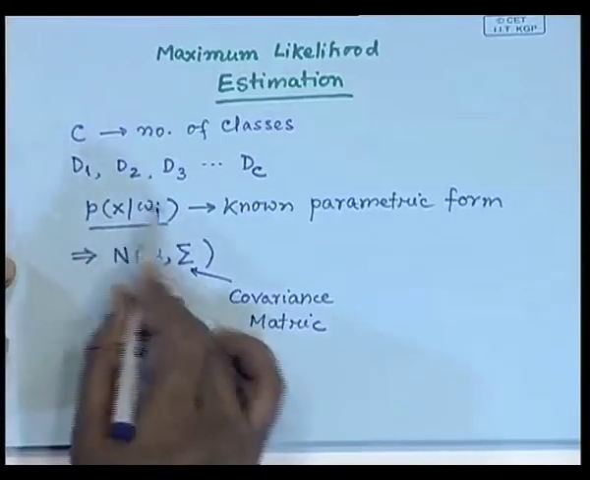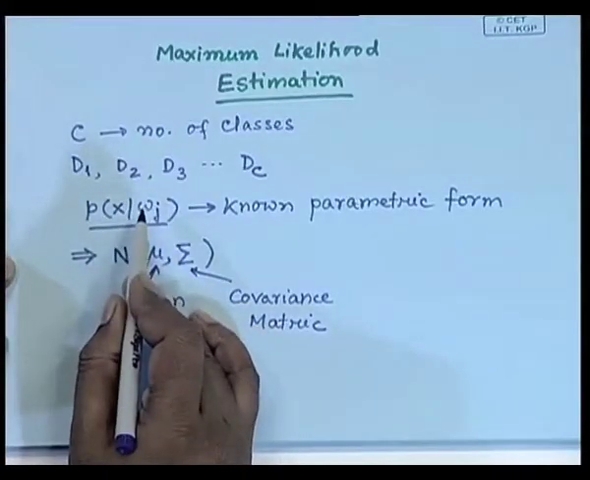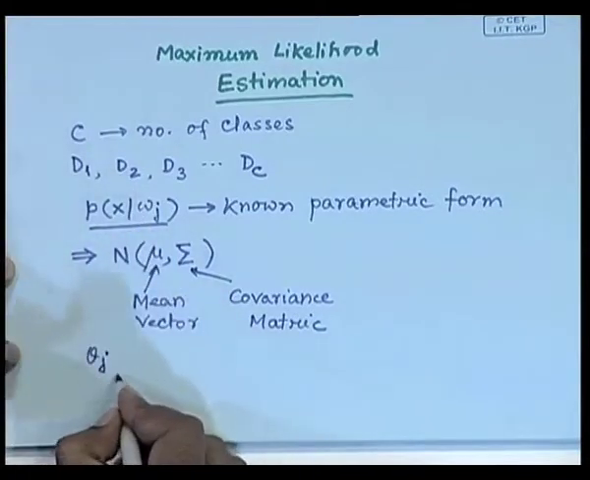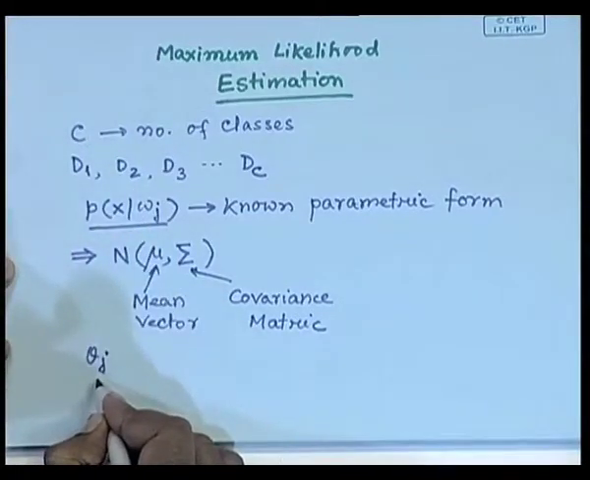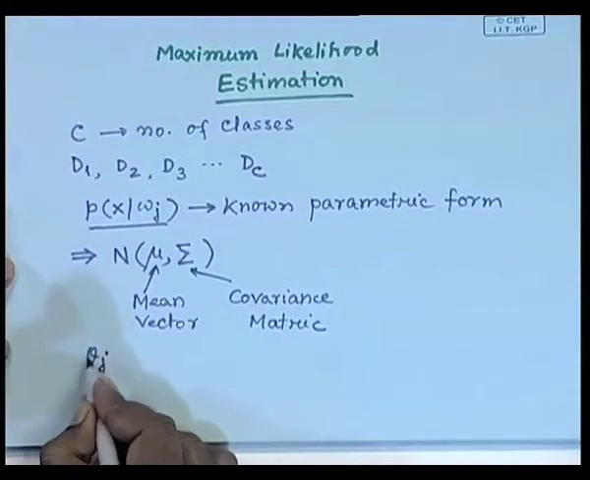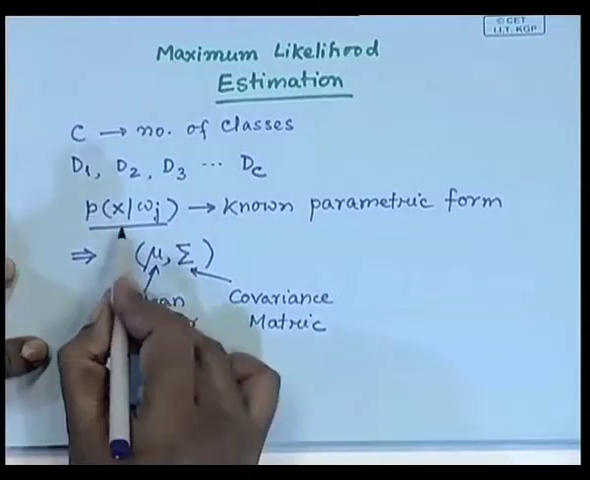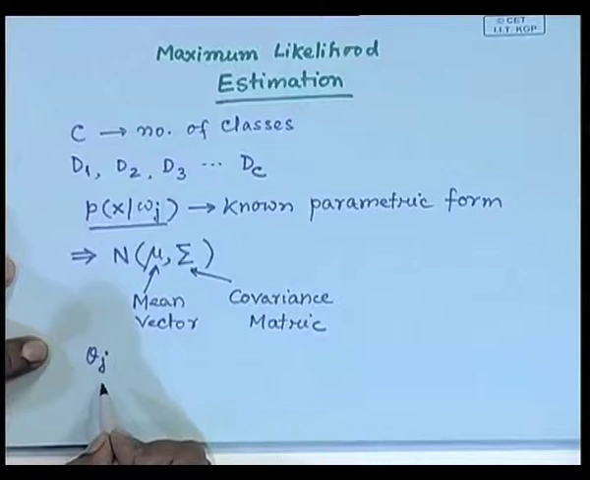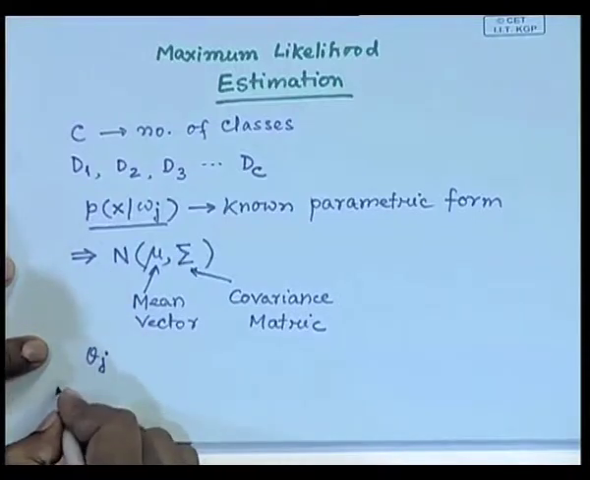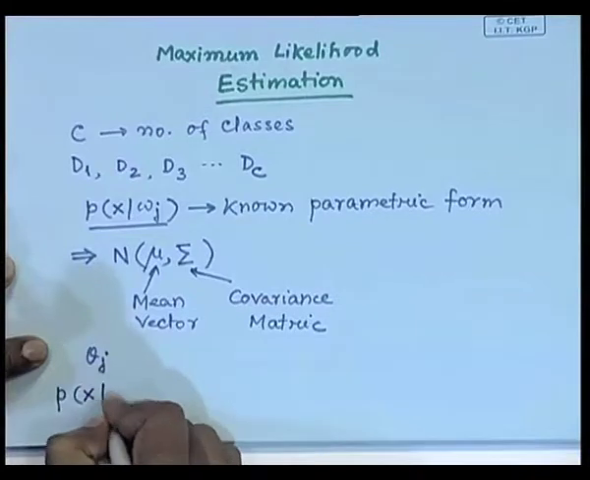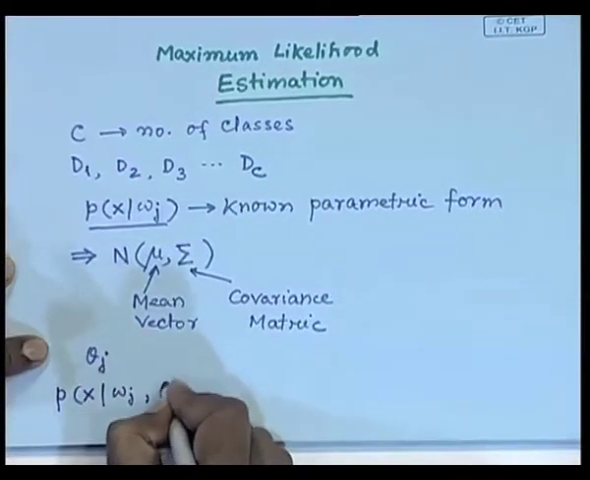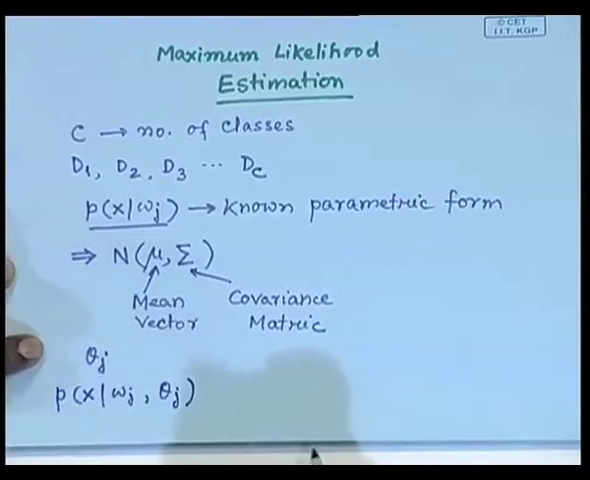So, this is my parametric probability density function, which has a known parametric form, where the parameter is given by this parameter vector theta j. So, to write explicitly the dependence of this PDF on this parameter vector theta j, I can write this as P x given omega j, theta j. Okay. So, this specifies that the probability density function has the parameter vector theta j.